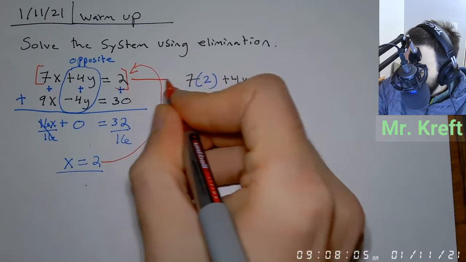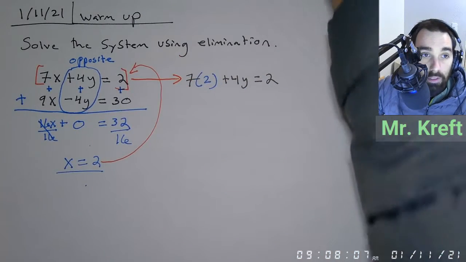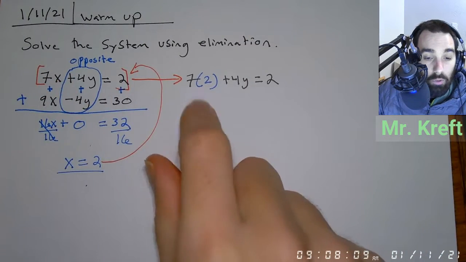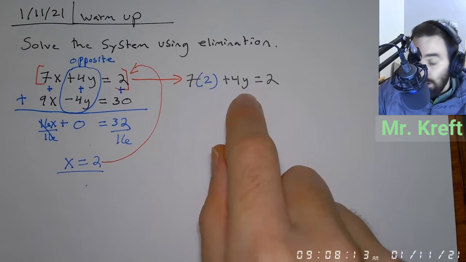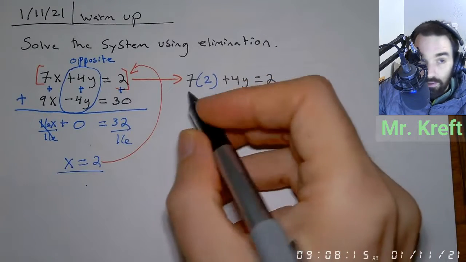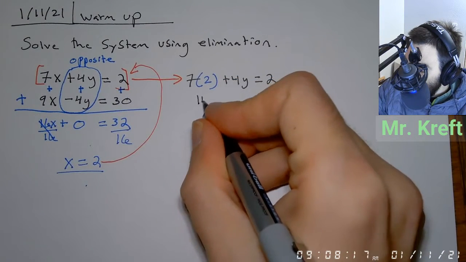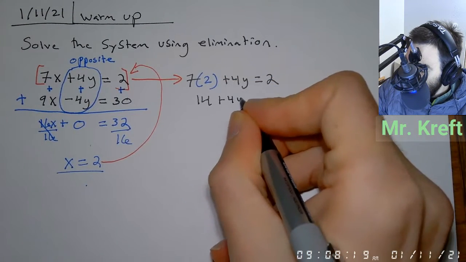Right, so all I did was I took this equation and I plugged in the 2. So I'm taking this top equation, plugging in the 2. And what this does now is I have one equation, one unknown. So I can go ahead and solve this. 7 times 2 is 14.